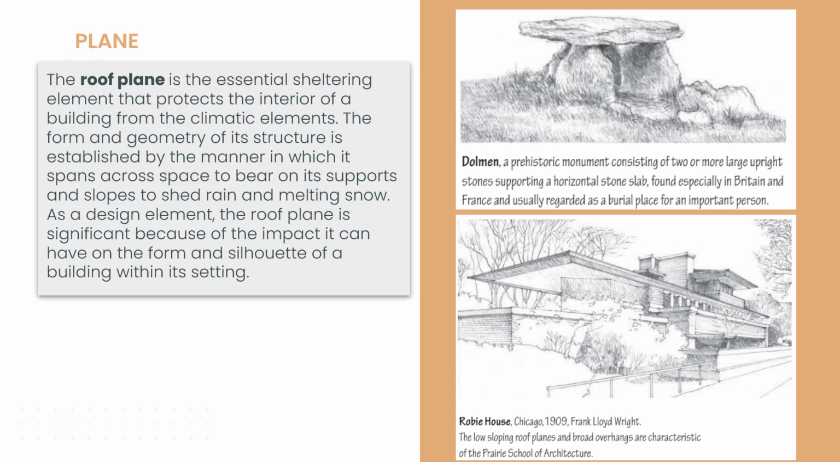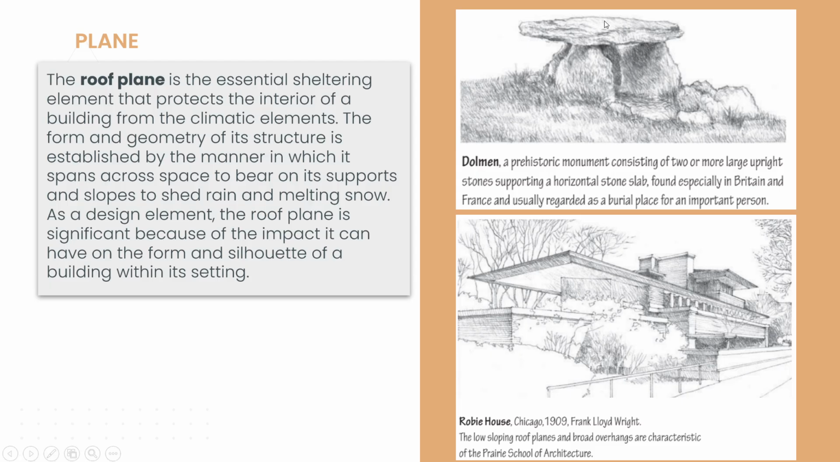Next we have the roof plane, the essential sheltering element that protects the interior of a building from the climatic elements. The form and geometry of its structure is established by the manner in which it spans across space to bear on its supports and slopes to shed rain and melting snow.